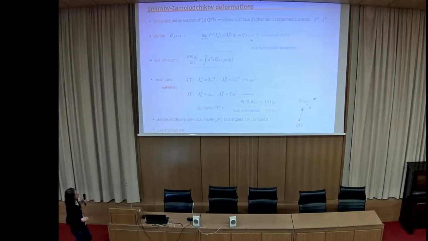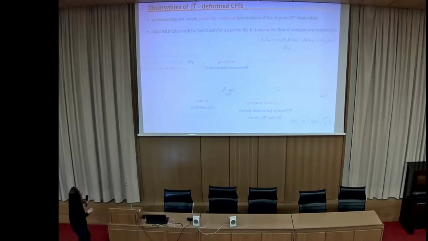So after you add it incrementally to the action, you end up with a theory which is local and conformal on the left and non-local on the right. This is precisely what we are calling a 2D dipole CFT. So it's an example of a 2D dipole CFT. The nice thing about it is that these deformations are argued to be UV complete, and J T-bar is exactly solvable. So we can ask our questions. Okay, so it's solvable. So what about it?